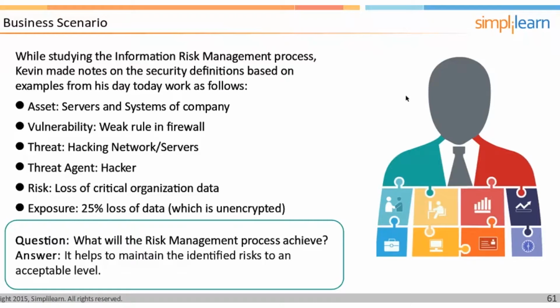We have identified the risk. Yeah, absolutely. The next step now is to provide the countermeasures and then do the business. Correct. So the answer should only be identified risk, right? It should not be maintain the identified risk to an acceptable level.